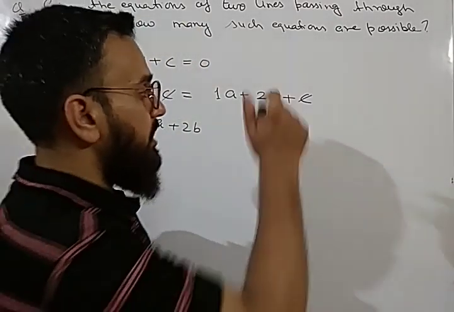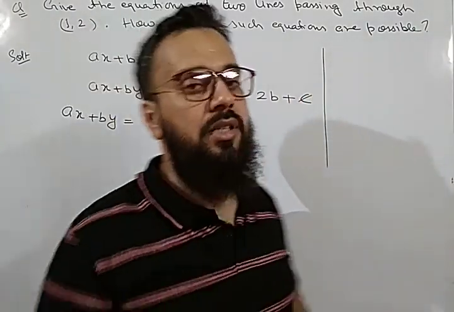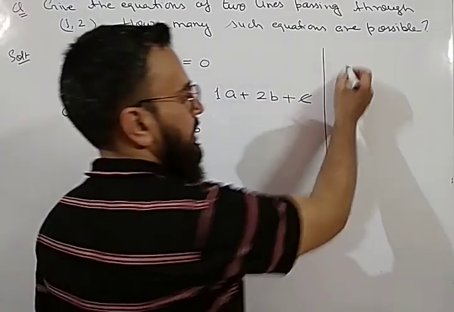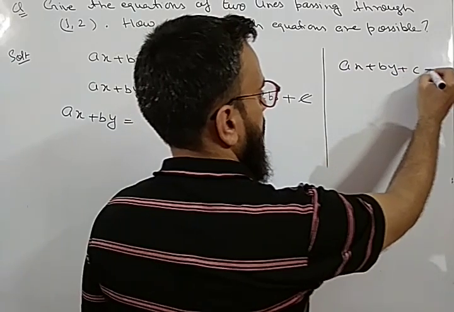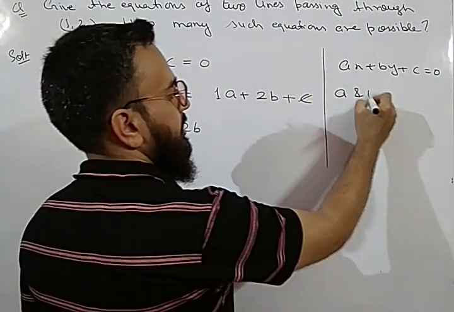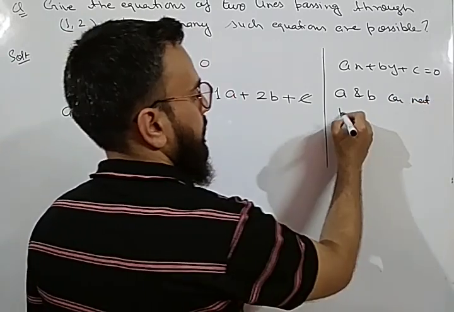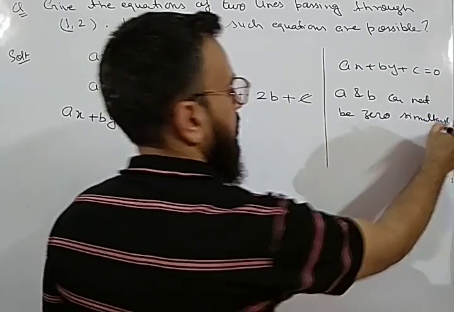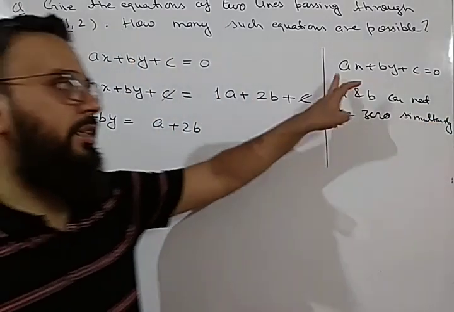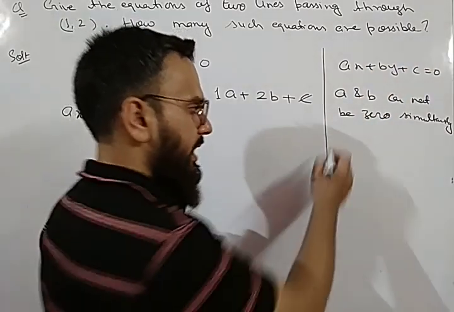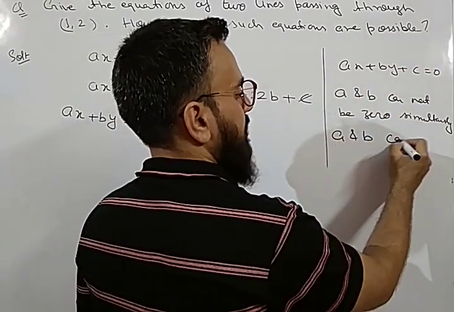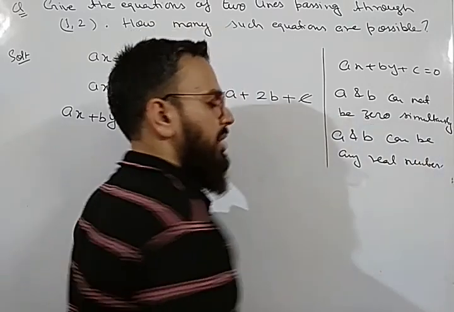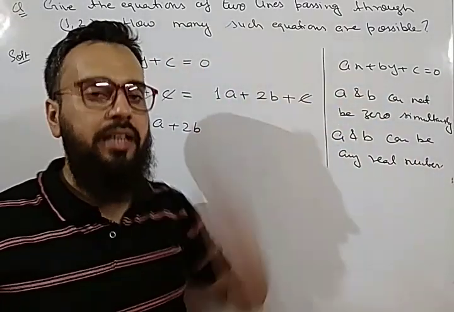Okay, now the first and the most important condition which we discussed when we studied the straight line, or the linear equation in two variables, that is ax plus by plus c equal to 0, is that a and b cannot be 0 simultaneously. This was the main condition of a linear equation in two variables. Means both a and b cannot be 0 simultaneously, and a and b can take any value. That means a and b can be any real number.